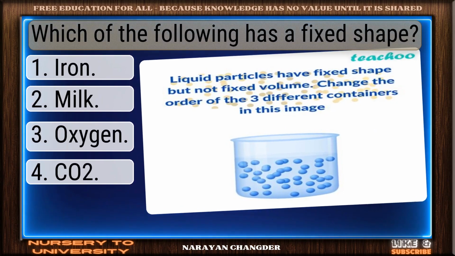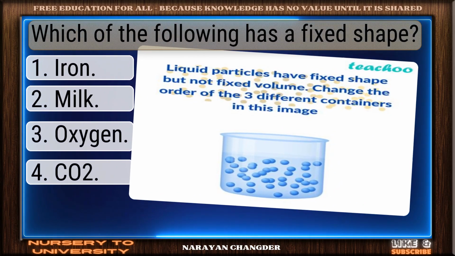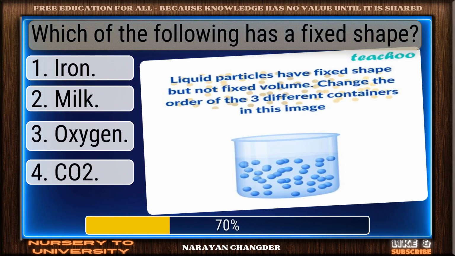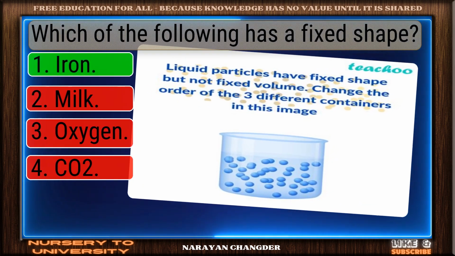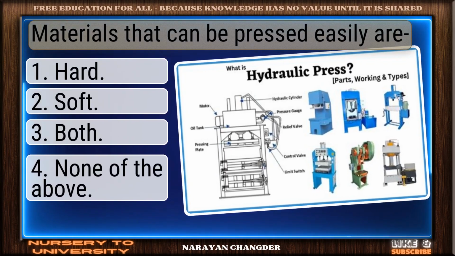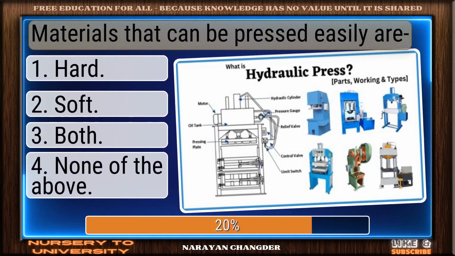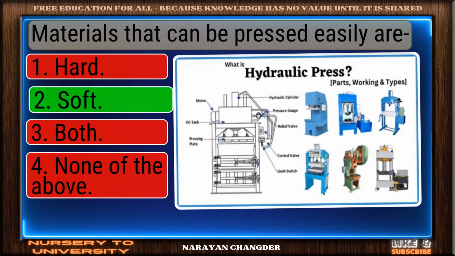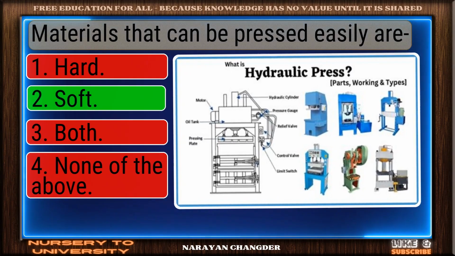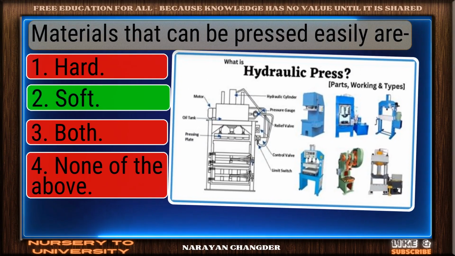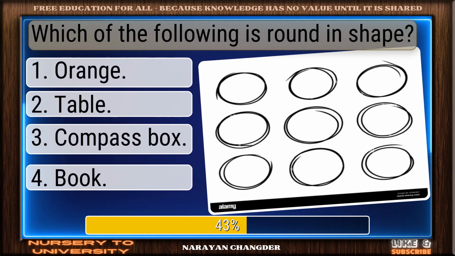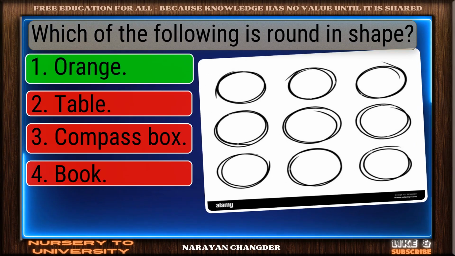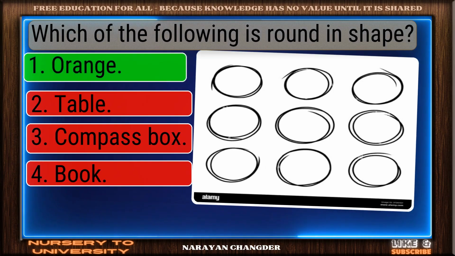Which of the following has a fixed shape? Right choice. Iron is the best answer. Materials that can be pressed easily are. Good job. Your answer soft works well here. Which of the following is round in shape? You're right. Orange is the correct answer.